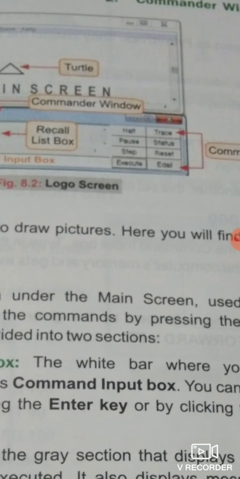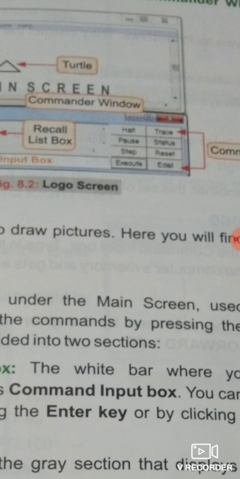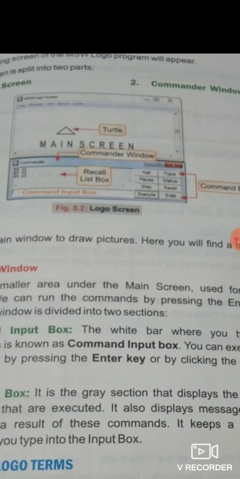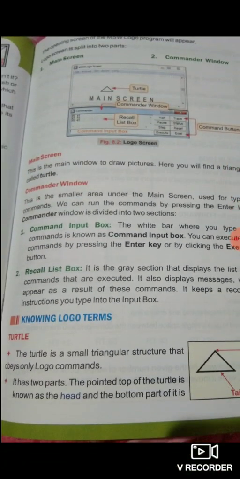Many of you were asking about these buttons present on commander window. This execute or the enter button is used to run the instructions. Run means whatever instructions you have given will be executed and you will be able to see the output. Next part of commander window is the recall list box.